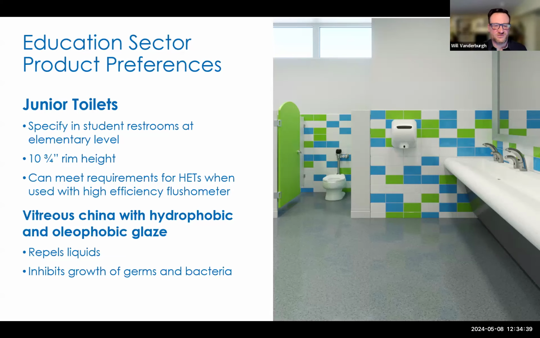Something else that can be applied to vitreous china is what's called a hydrophobic glaze, which is a special glaze that coats the fixture itself that repels liquid. You'll see liquids and oils tend to bead up quite high on the fixture itself, and they slide off with little effort. They also inhibit the growth of germs, bacteria, mold, anything that might grow on that fixture to make things less hygienic. So some kind of a hydrophobic or oleophobic glaze is something that's really preferred. It works exceptionally well in education facilities.